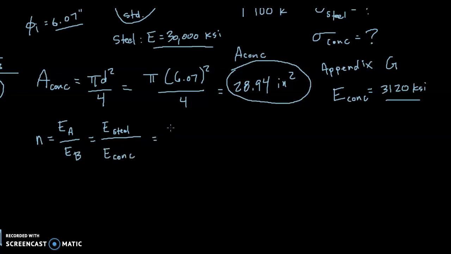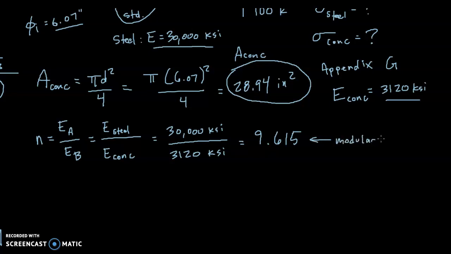So the modulus of elasticity of steel is 30,000 ksi, and the modulus of elasticity of concrete, we just looked that up, 3,120 ksi. And so the modular ratio is equal to 9.615. I'll carry out an extra significant figure for now. That is our modular ratio.